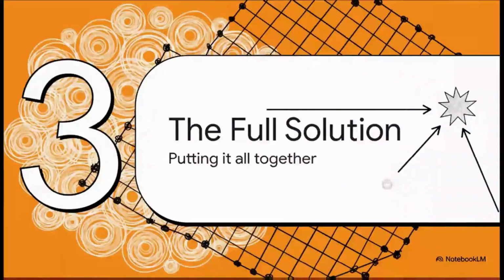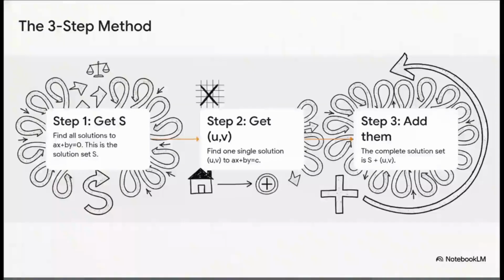Okay, this is the big reveal. This is the moment we've been building up to. We have the pattern from the 0 case, and we have our single starting point. Now, we're going to put them together to get the complete answer. And here it is, the whole method in a simple 3-step recipe. First, you solve that 0 case to find the entire solution pattern, S. Second, you go hunting for just one single solution to the real equation. That's your anchor point, UV. And finally, for step 3, you just add them together. That's it. The entire family of infinite solutions is just your pattern S, shifted by your anchor point.